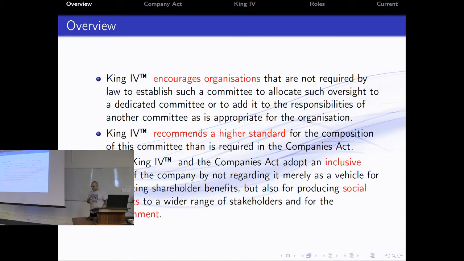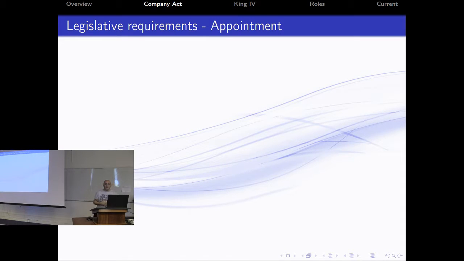The thing that they do is that they sort of try and adopt an inclusive view of the companies, all right? So that it must look at a broader range of issues, all right? So from social benefits, looking at the role of all stakeholders, society and the environment. So if we look at what the legislative requirements are, we'll start there.